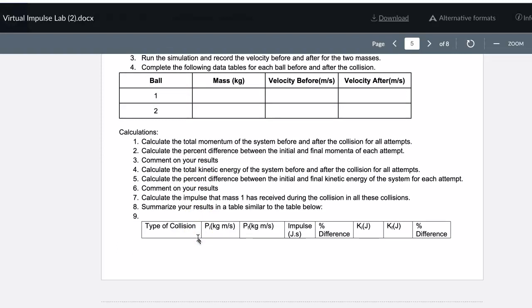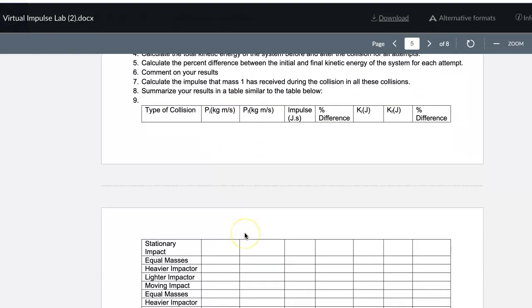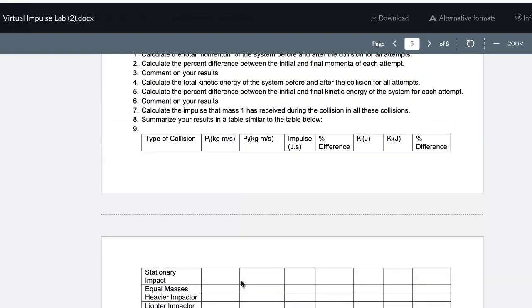In the calculation section, you need to include all the total momentum calculations before and after. Calculate the percent difference between the initial and final momentum for each attempt. Make this a separate section for percent differences. You're going to show your results in a table in the results section.